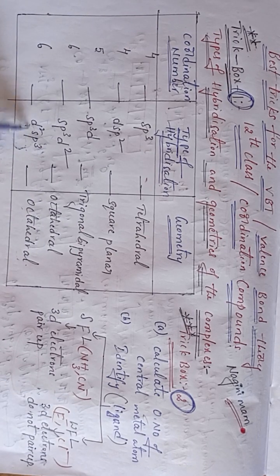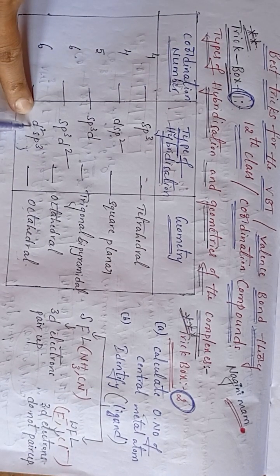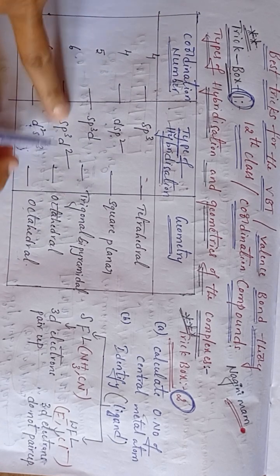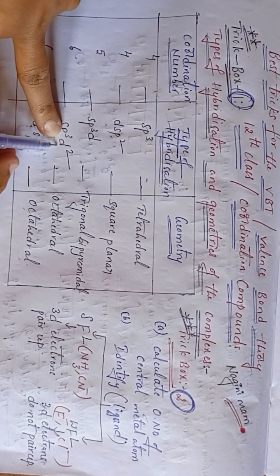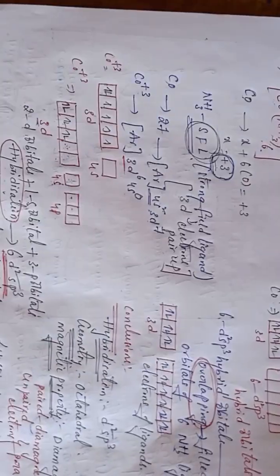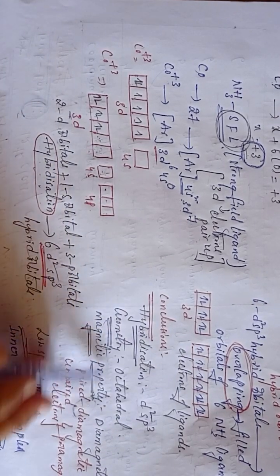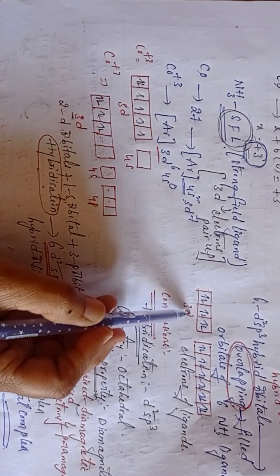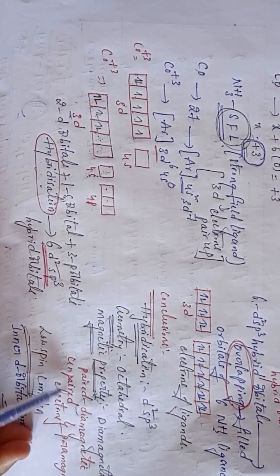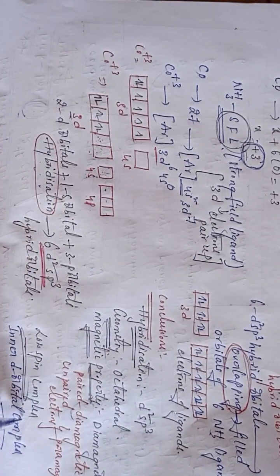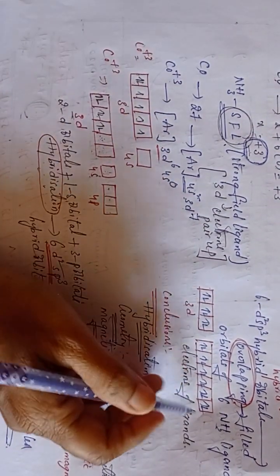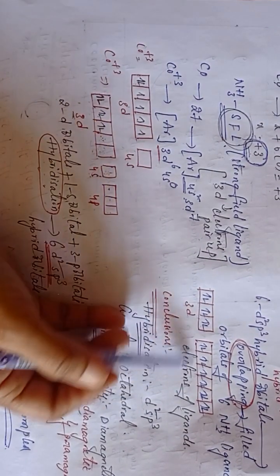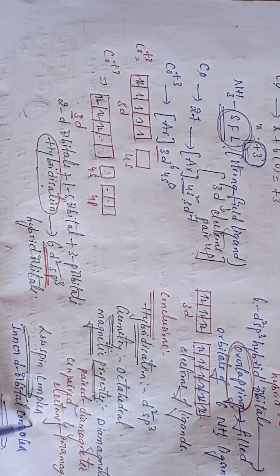Before sp3, first only d is there, that is an inner orbital complex. If d orbitals are there after sp, that is an outer orbital complex, students. That is the only difference you have to remember. So hybridization d2sp3, geometry octahedral, magnetic property diamagnetic. Because you only have to see 3d, if all paired, diamagnetic. Unpaired means paramagnetic. It is a low spin complex because in the free metal ion and the complex, the number of unpaired electrons is different. Here 4 are there, here no unpaired electrons. So that is a low spin complex.